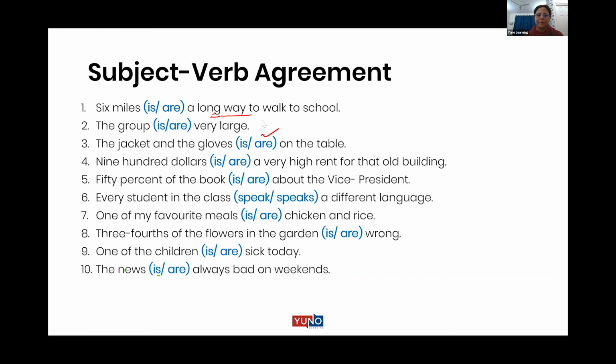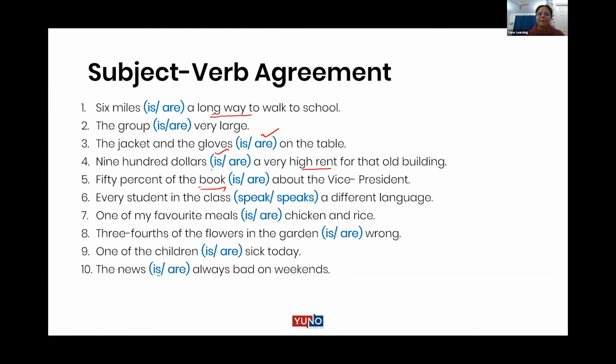Now, another of the same kind. This time, let me ask Ramya. Yes, Ramya. Fourth. Read the complete sentence. Yes, ma'am. $900 is a very high rent for the tall building. Very good. Perfect. So you've understood it. Good, Ramya. We're referring to the amount. Shravan, the next one. Yes, ma'am. 50% of the book are about the vice president. See, this book is not plural. It's not that book and books. One book only, and we are looking at the content of that book.